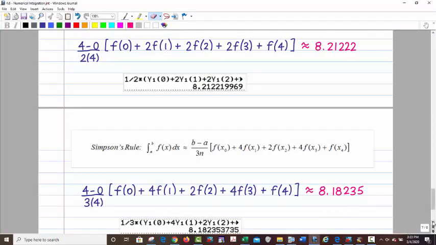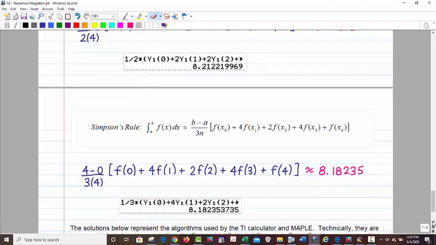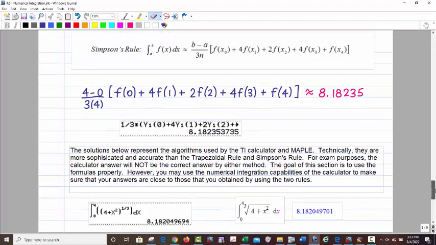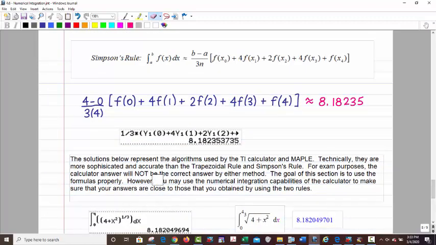All right. There we go. This last part is what I've already mentioned verbally during the video, about the calculator answer not being the correct answer that we want, because the goal is to get the answer using the rule. And I believe that concludes this video on Simpson's rule.